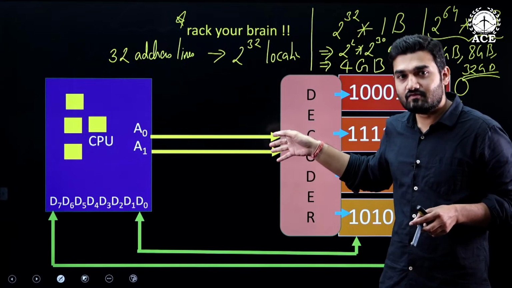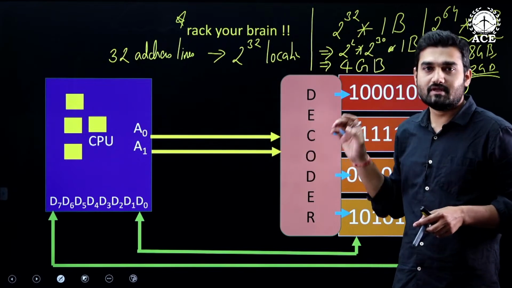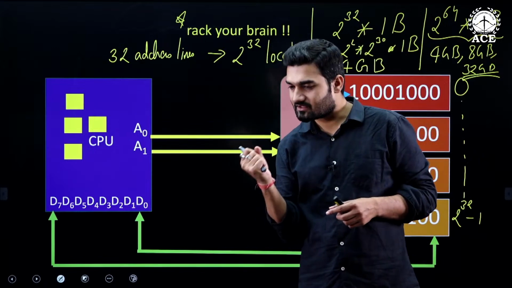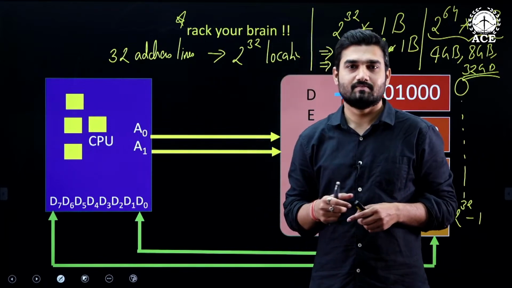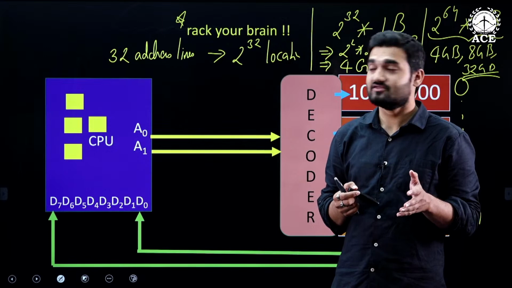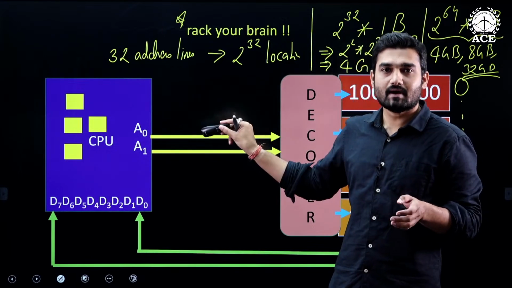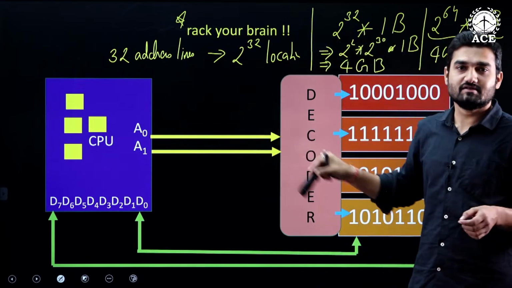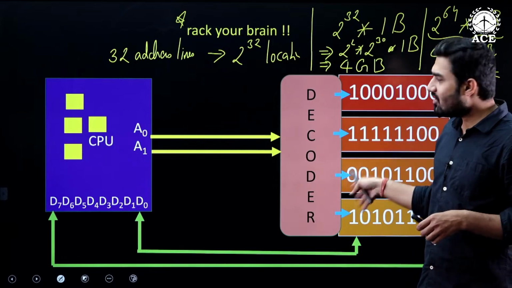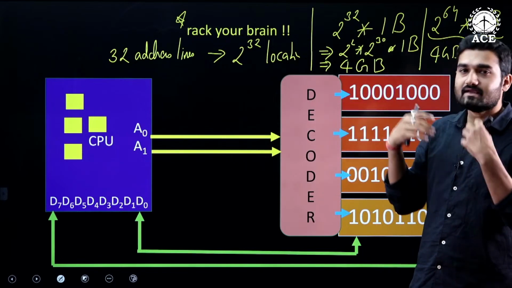Address line, which direction? Towards memory. That means the CPU has the authority for giving the address. Memory does not have that authority. CPU is Papa. He can give the address. They are all children. They can only take the address.